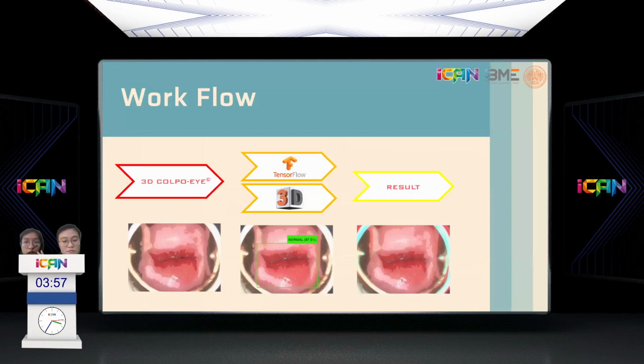Let's look at our workflow. When we use 3D ColpoEye, which is the name of our product, it uses artificial intelligence, or AI, to analyze the image and show us the class of cervical cancer that this cervix may be, and it shows in 3D mode by using deep learning object detection. Then we show the result on the interface.